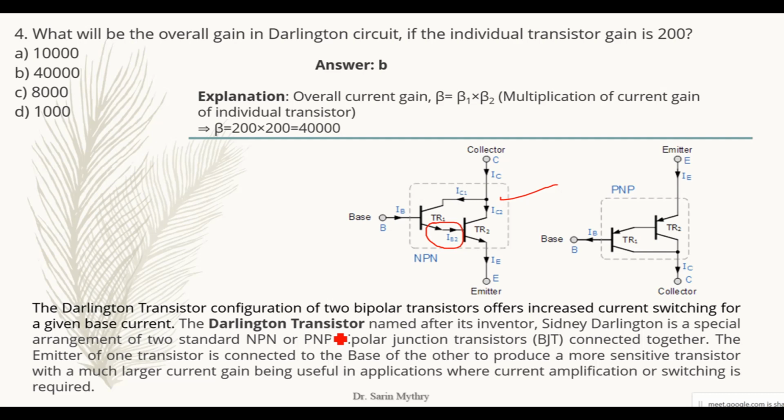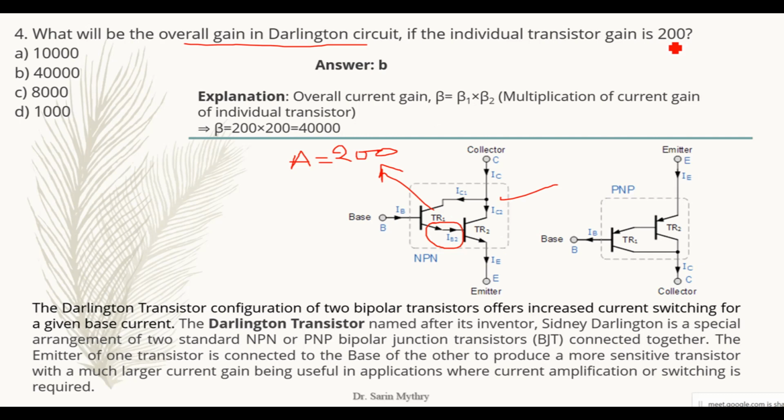So now let us calculate the overall gain of a Darlington circuit. It is mentioned that one transistor's gain is given as 200. Each transistor has a gain of 200. Now let us see how to calculate the total overall gain of this Darlington circuit. The overall current gain beta is equal to beta 1 into beta 2. That is nothing but multiplying the current gains of the individual transistors.